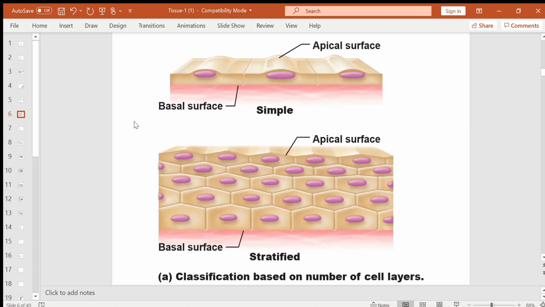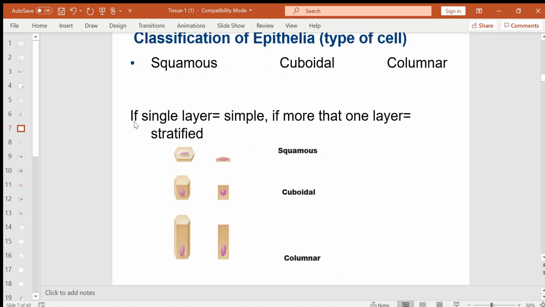Classification I already explained by looking at the shape of the cells and how many layers. If the cells are flat, that is called squamous, and if they form a single layer, it is simple. Simple means single layer, and if you see multiple layers, that is stratified. Shapes of the epithelial tissue cells, I have already explained this.